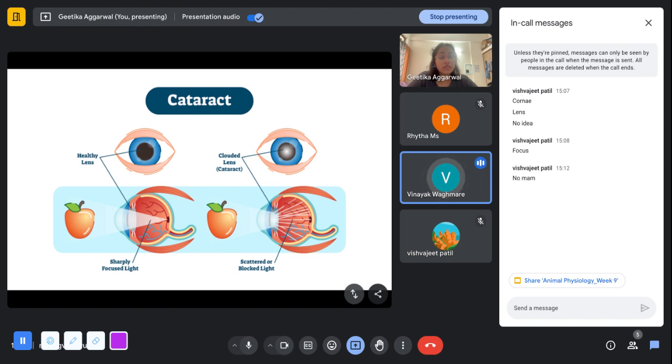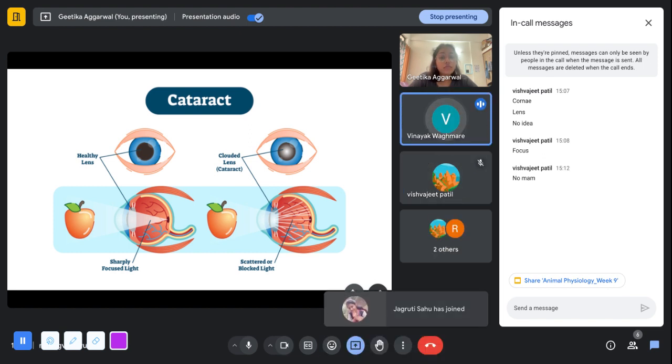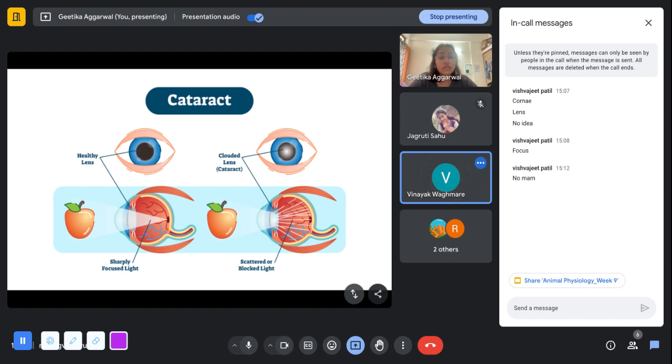Ma'am, it showed in the picture that all the rays are going to the spot where the image is forming, right? And in the second picture, they showed us that the rays are not going particularly to that point where our image should be formed. Yes, it gets scattered after it passes through the retina. I think so, lens, retina.